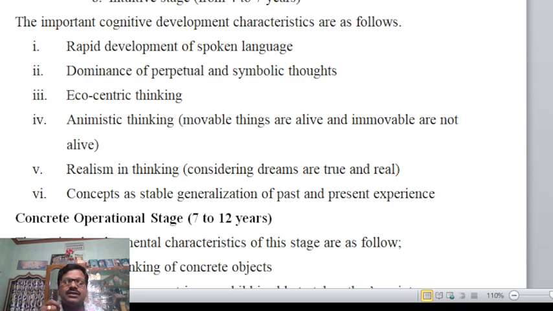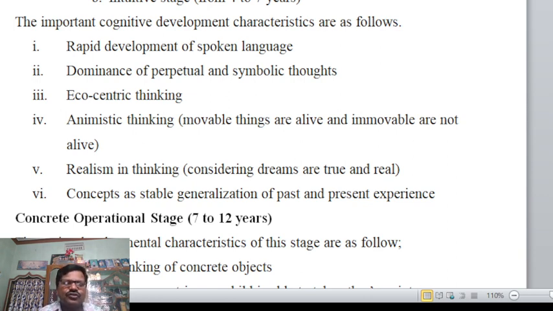Basically, the child thinks that everything is for me and everything belongs to me. He is my mother, he is my father. That knowledge is mine. Such type of egocentrism will be created. Animistic thinking will also be developed. It means that movable things are alive and immovable things are not alive. The child thinks that those that are moving are alive, and those that are not moving are not alive. This type of feeling will be created.